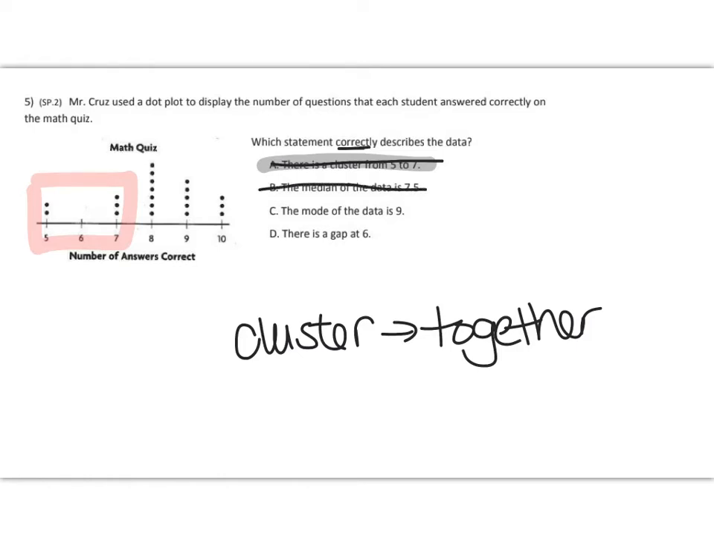The mode of the data is 9. We know that the mode is the most frequent value, and the most for this one is actually 8. So that is not correct. What that means is that this one would be correct.